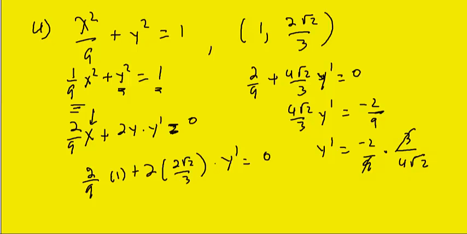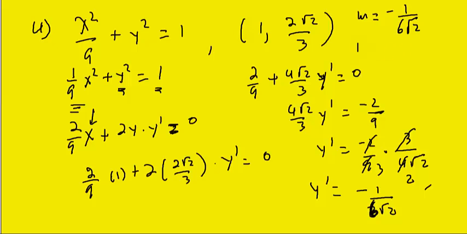3 and 9 reduce, I get 3. 2 and 4 reduce, I get 2. So my y prime turns out to be negative 1 over 2 rad 2. That is the slope. 6, thank you. 6. So that is the slope of a tangent line.